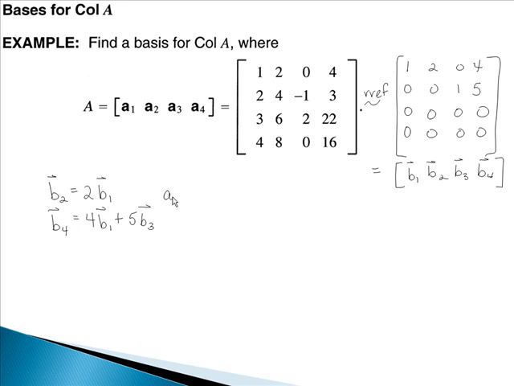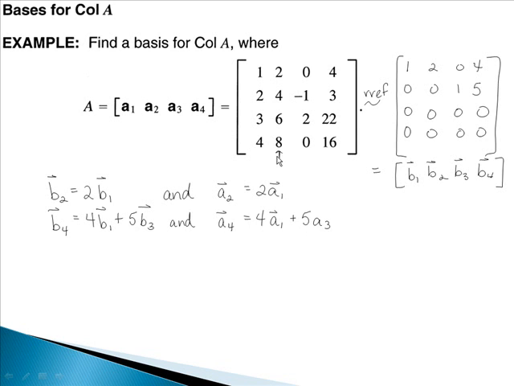So we can link those and say that it's similar with our vectors A. Since B2 was 2 times B1, then A2 is going to be 2 times A1. And we can look at it and see that A2 here is double our previous one, or A1. And similarly here, B4 was 4B1 plus 5B3, so A4 is going to be 4A1 plus 5A3.